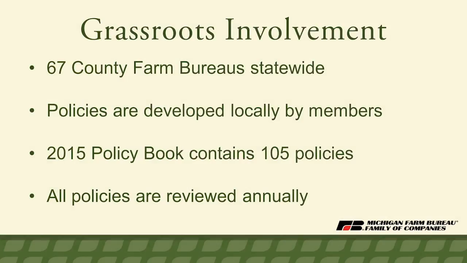We have 67 county farm bureaus across the state, so there's a lot of different counties and a lot of different diverse agriculture. When we think about the northwest corner of this state, we're talking orchards, where maybe this apple came from. When we talk the southeast, maybe it's more cash crops. And we also cover the Upper Peninsula.